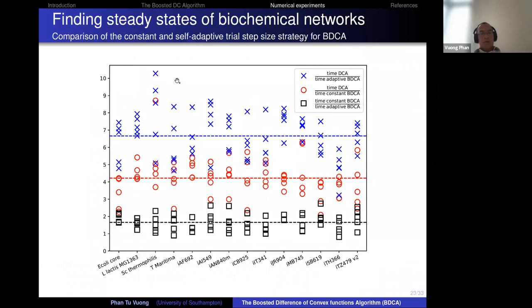Here's the comparison where we use the constant trial step size and the self-adaptive step size. The adaptive step size version can accelerate the performance of BDCA. For example, in this case, it is almost 7 times faster than DCA. The red line is the ratio between DCA and constant BDCA, which is 4 point something. And if you look at the black dotted line here, you can see that the adaptive step size accelerates the constant BDCA by almost 2 times.